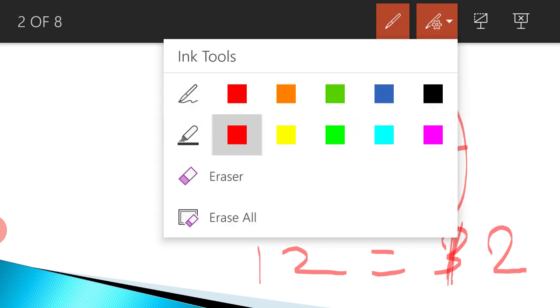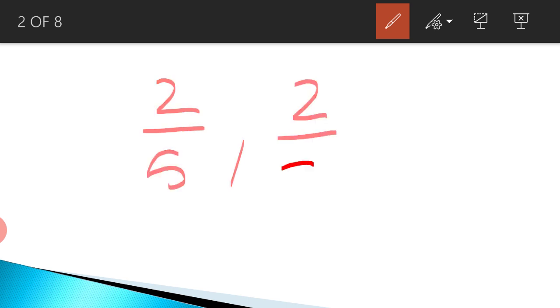Now one more example I would like to explain. Suppose I have 2 by 5, 2 by 7 and 2 by 3. Now what kind of fractions are they? They are unlike fractions. So how will you compare these unlike fractions? Are you going to make the denominators same?